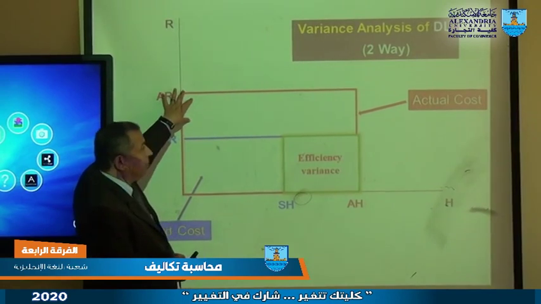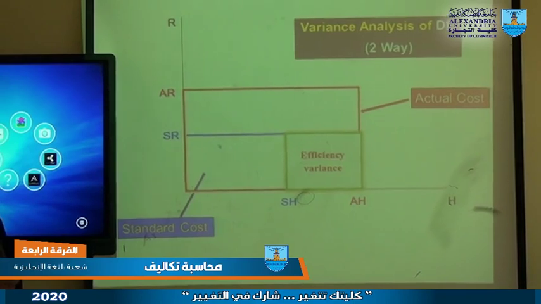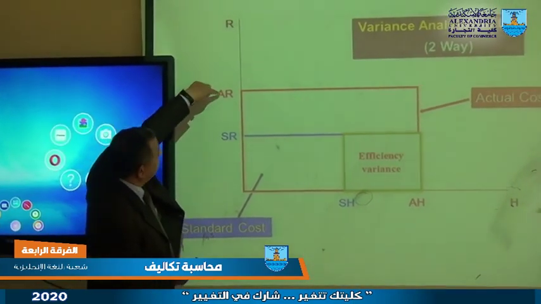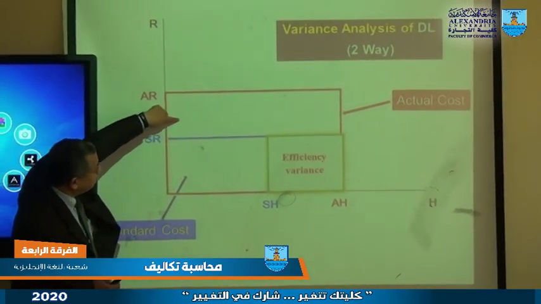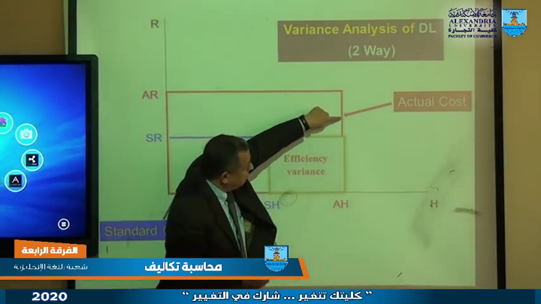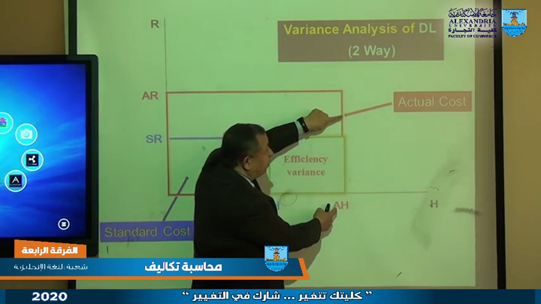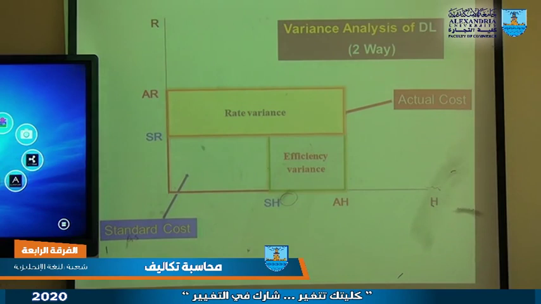What about this space here? It is related to the difference between rates. Now, rate variance. How to calculate the rate variance? Actual rate minus standard rate times what? Actual hours. Again, times actual hours. I will stop here at the end. This is my rate variance.